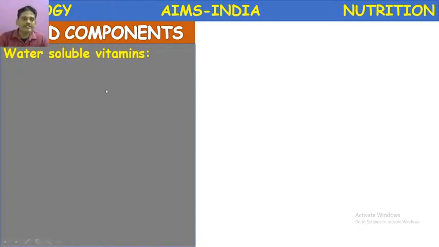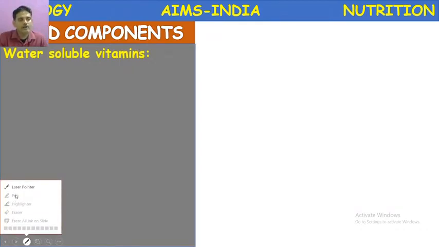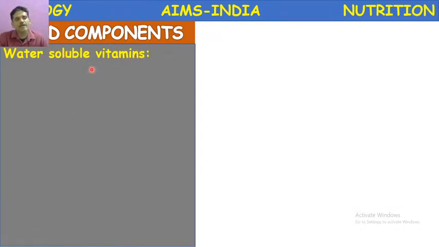They are micronutrients. Why are vitamins called micronutrients? Because they are required in very small amounts, micrograms. And they are called vital nutrients. Why are vitamins called vital nutrients? Because most of the important metabolic activities and physiological functions like digestion and respiration are under the control of vitamins.